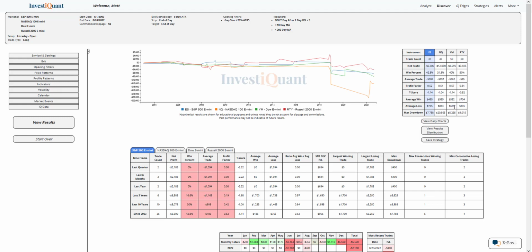And then Dow and Russell both have larger average losses. So 3 out of 4 have larger moves to the downside, and 3 out of 4 have win rates that are under 50%. Only one of them is right at 50%. So historically speaking, this pattern has been a little bit more bearish for a day after an oversold reading. Hopefully you found that helpful.